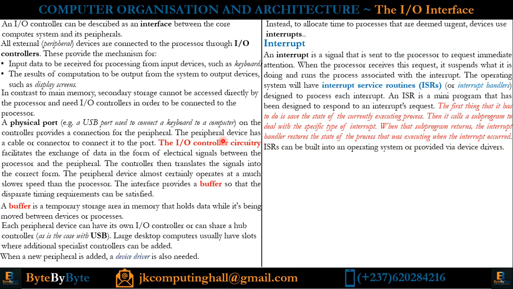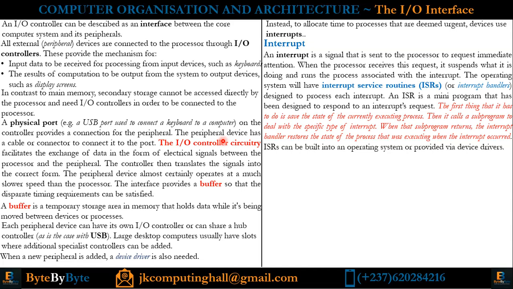An interrupt is a signal that is sent to the processor to request immediate attention. When the processor receives this request, it suspends what it is doing and runs the process associated with the interrupt. So that's how it is. If I have a particular peripheral device that needs immediate attention, it will send an interrupt signal to the processor, and the processor will immediately leave what it is doing and move to where the interrupt signal was launched.